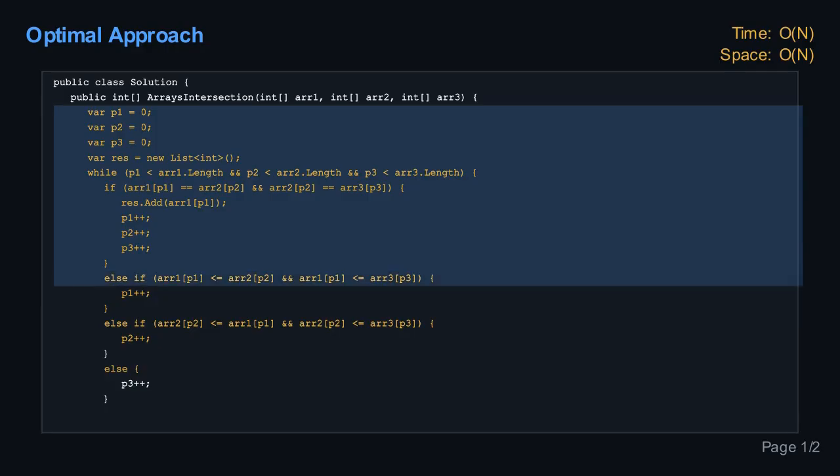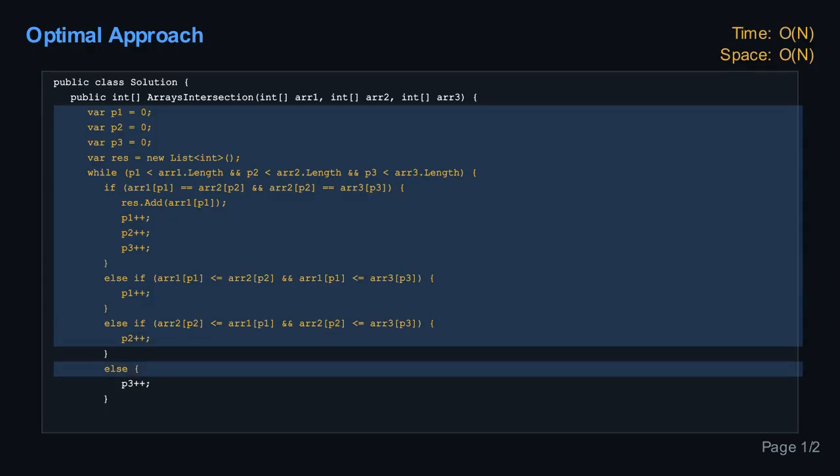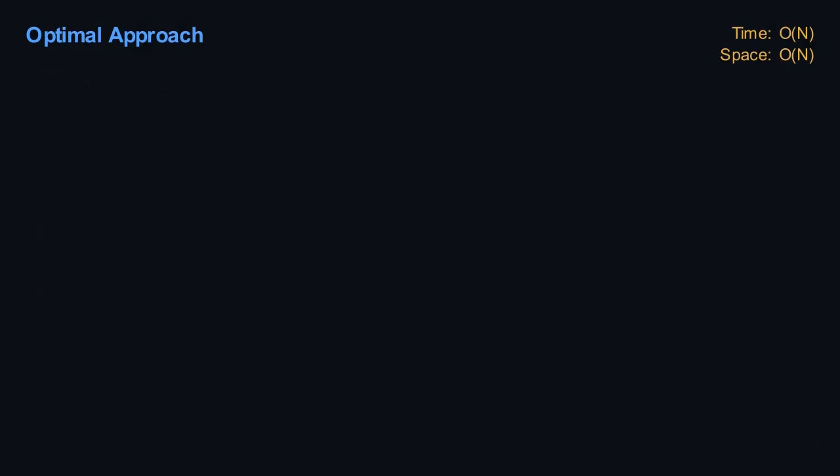Why? Because if element A is smaller than B and C, A cannot be in the intersection, so we must move past it to find a potential match. We repeat this until any pointer goes out of bounds. This eliminates the need for hash sets and sorting the final result.